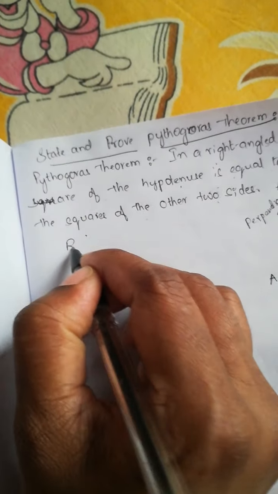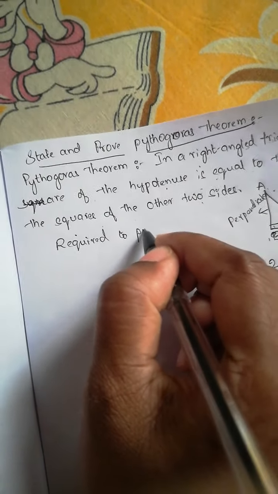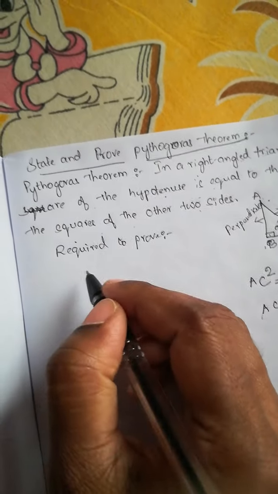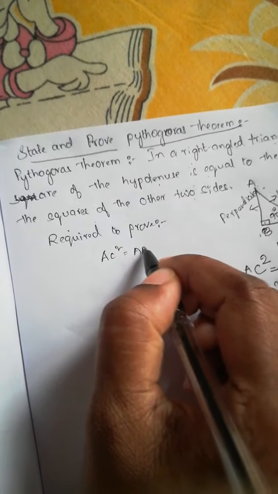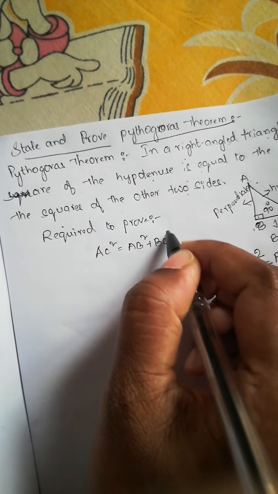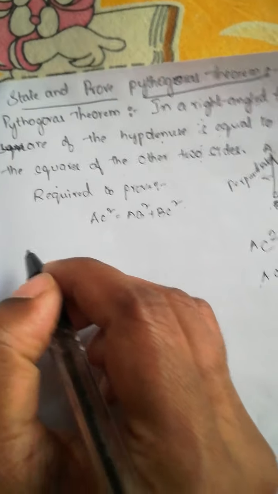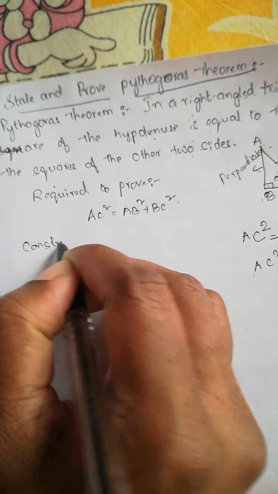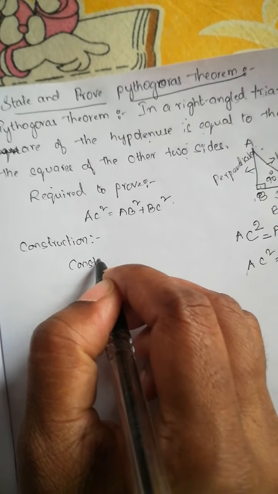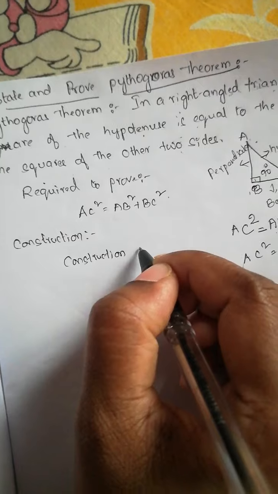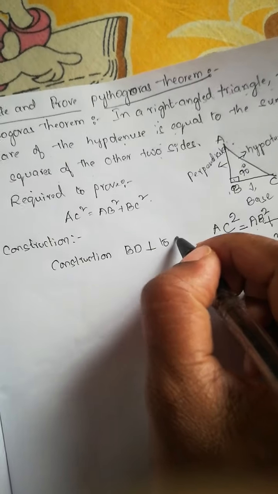So we are required to prove what we have to prove: AC square is equal to AB square plus BC square. For this, we need a small construction. Construct a line BD which is perpendicular to AC.